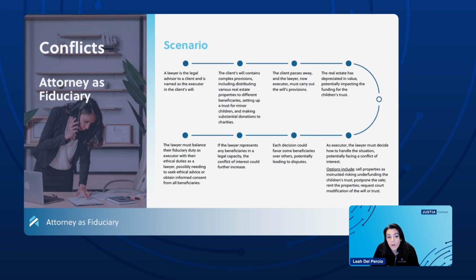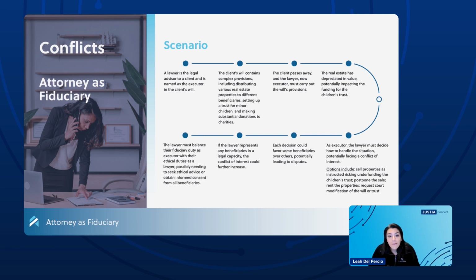So now I'm going to walk through a common scenario we see with those attorney as fiduciary situations. That's where the lawyer is the trustee or the executor. And listen, sometimes it's unavoidable. That client has no one else that they can trust, and they don't have any family members, they have no friends, and they need somebody to act as their executor or somebody to act as their trustee. And it can't be their good-for-nothing child or whomever. So you end up getting appointed, even if you don't want to.